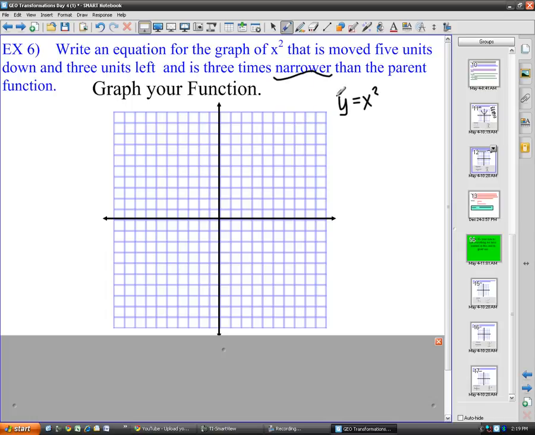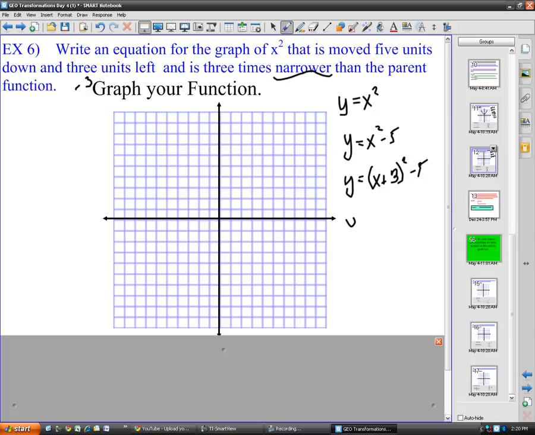I want to move it left 3 units. So left, it would be -3 originally, but it always looks opposite inside the function. So this is one that goes inside, and it looks opposite of what we see. And then I want it 3 times narrower, so I want the thing skinnier. And so that means I have to multiply by 3 to get my function. And so then I could graph it.